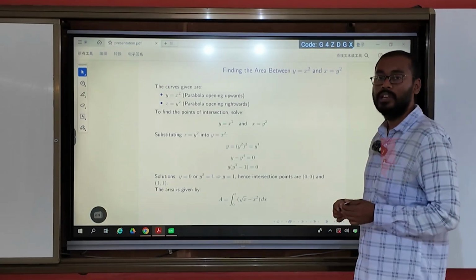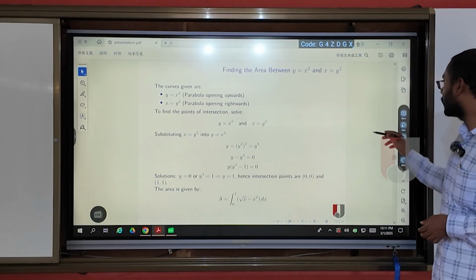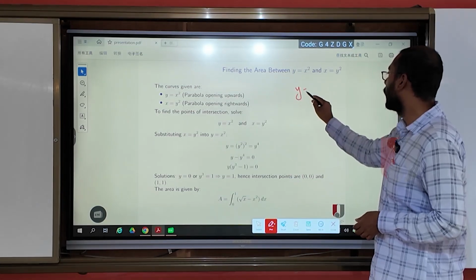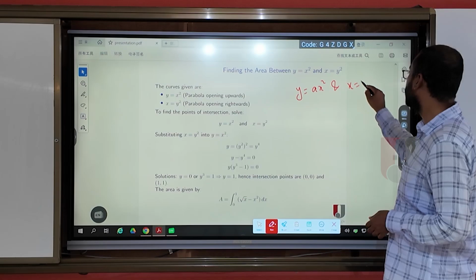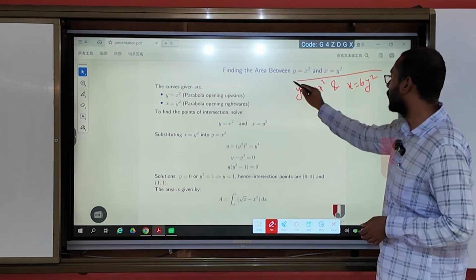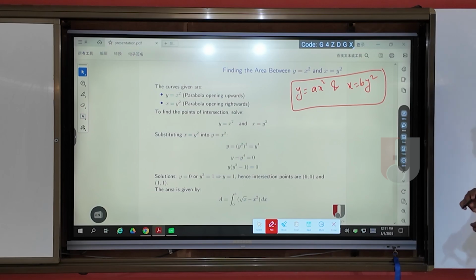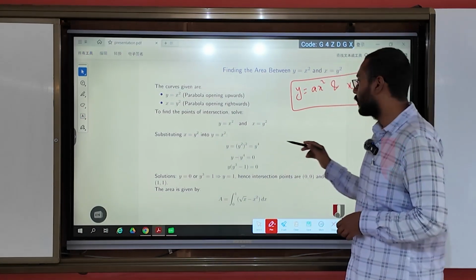So, how to find out the area? Okay. So, actually the modified question is that y equal to ax square and x equal to by square. That is actually a general question, but for this particular case I am assuming here a equal to 1 and b equal to 1. Now, how to find out the area enclosed by this curve?